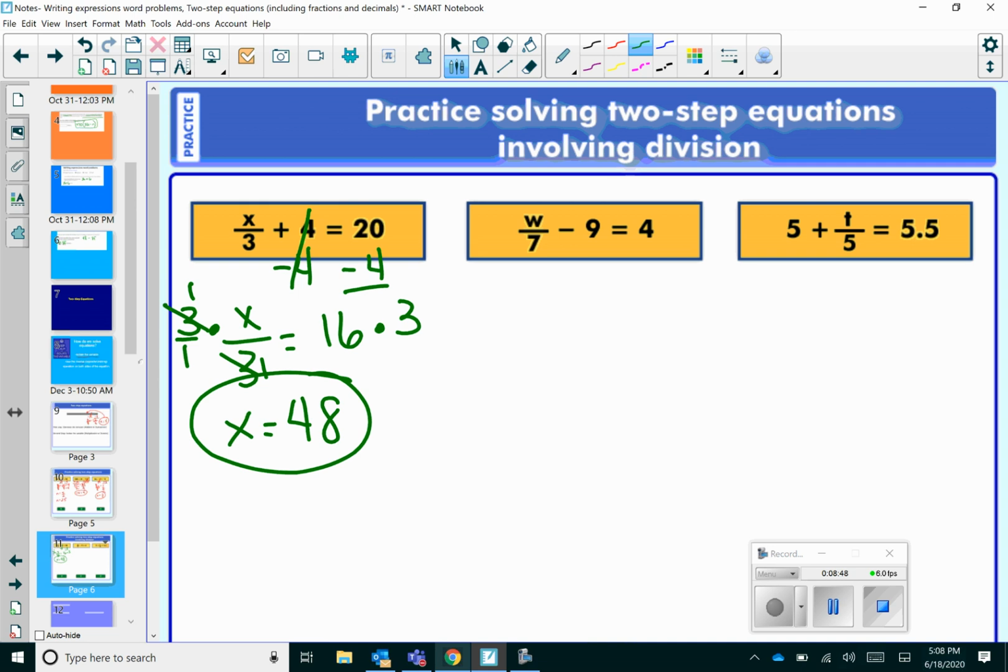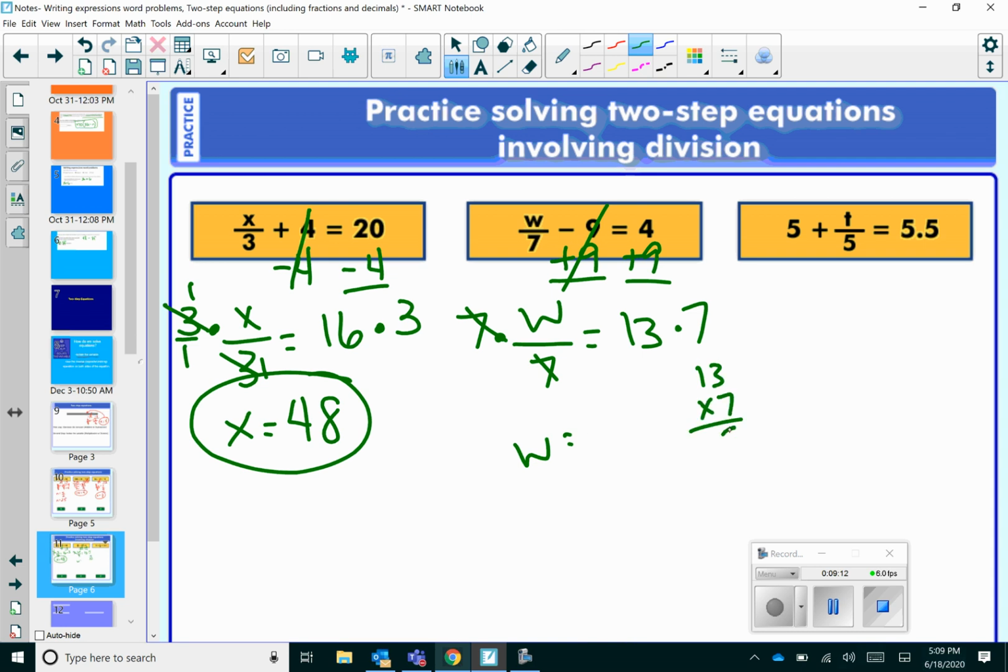My next problem, my constant is 9. It's subtraction, so we're going to do the opposite, which is addition. That's going to cancel, leaving us with w over 7 equals 4 plus 9 is 13. And then my last step is to multiply through by 7. That's going to cancel out. And then if you need to, off to the side, you can just do your multiplication step. That's 21. So that's going to leave us with an answer of w equals 91.